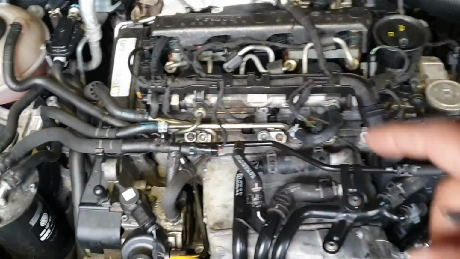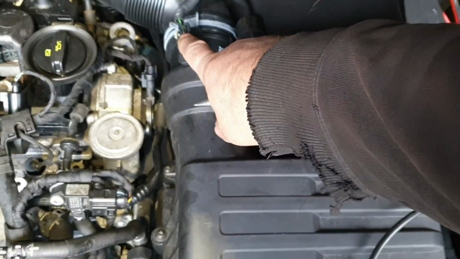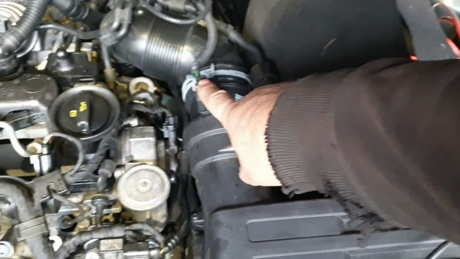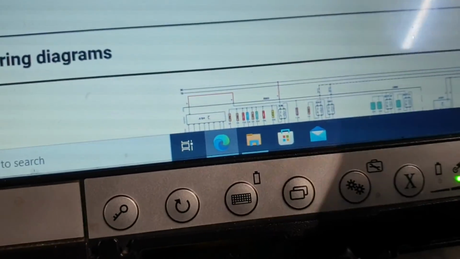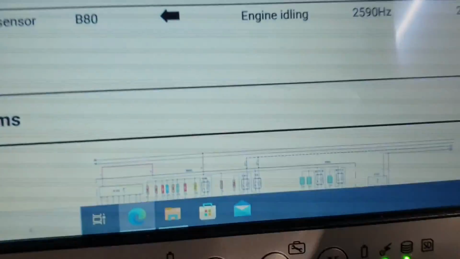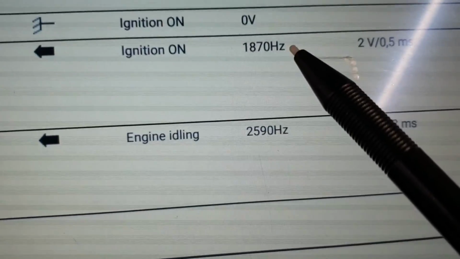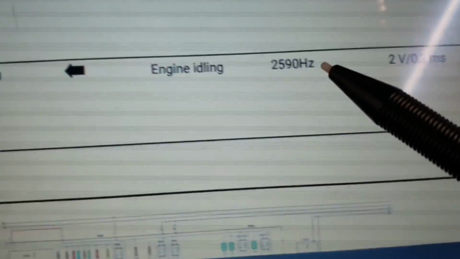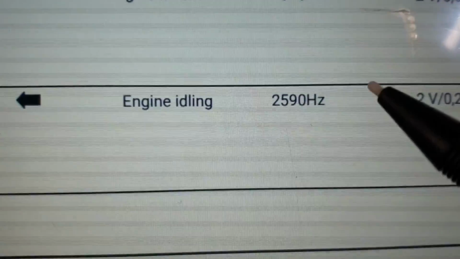Now we are going to prime the fuel system with the scanner, and then we are going to start the engine. After starting the engine, we are going to take the value of the mass airflow sensor and see if that can match the manufacturer specification. Okay, now we are going to take the data of the signal wire. With the ignition on, it's going to be 1870 hertz, and with the engine idling, it should be 2590 hertz.